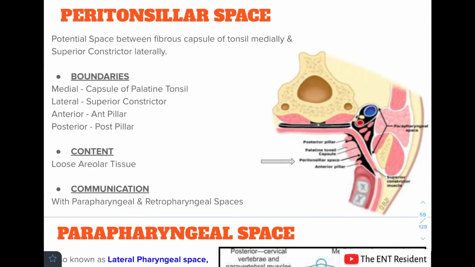Next, coming to peritonsillar space. Peritonsillar space is a potential space between the fibrous capsule of the tonsil medially and the superior constrictor laterally. So, the boundaries are: medially it is bounded by the capsule of the palatine tonsil, laterally by the superior constrictor muscle, which is right over here. This is the superior constrictor muscle, the capsule of the tonsil medially, anteriorly by the anterior pillar and posteriorly by the posterior pillar. It contains loose areolar tissue and it communicates with the parapharyngeal and retropharyngeal spaces.